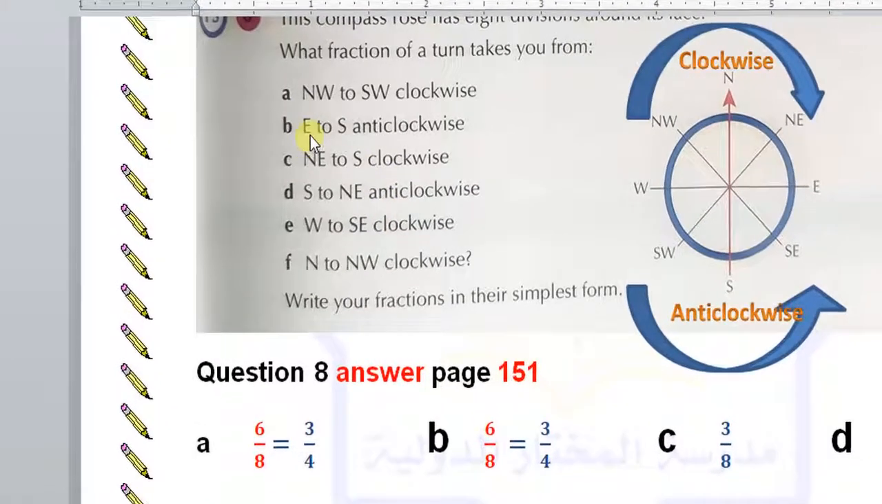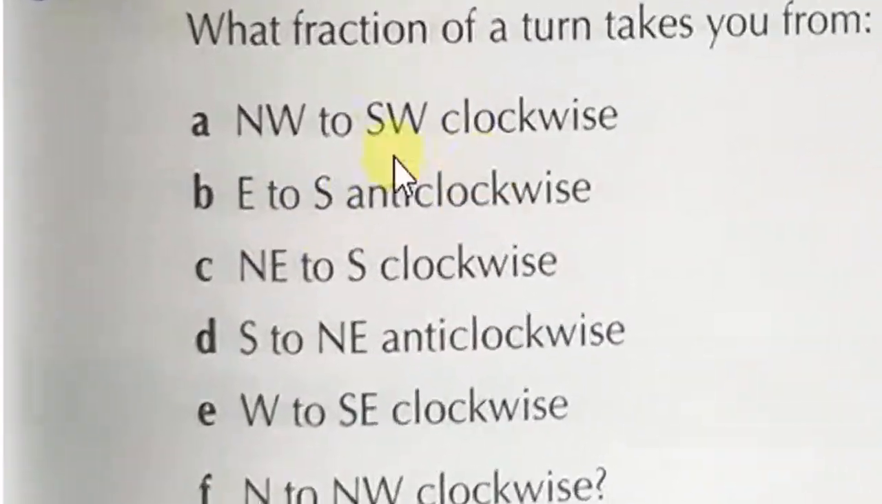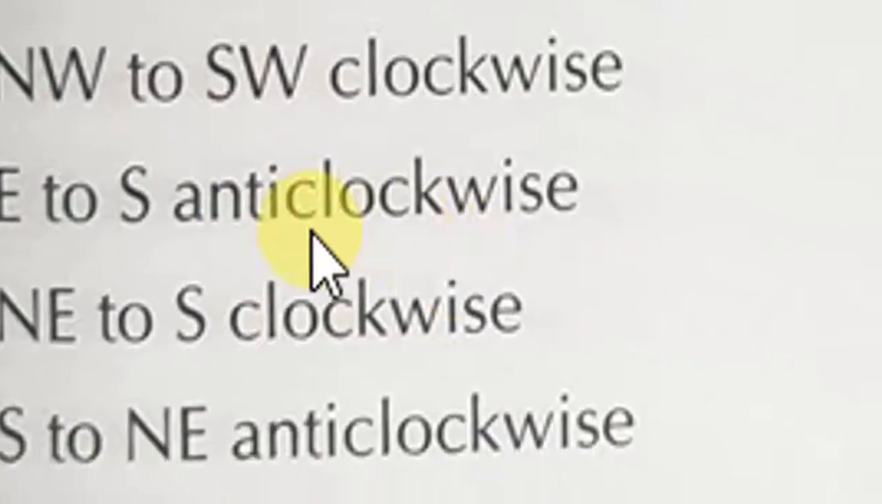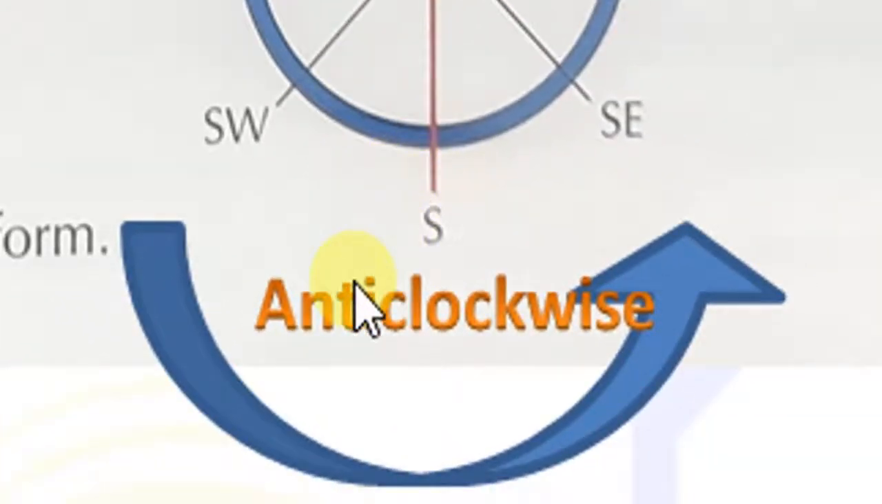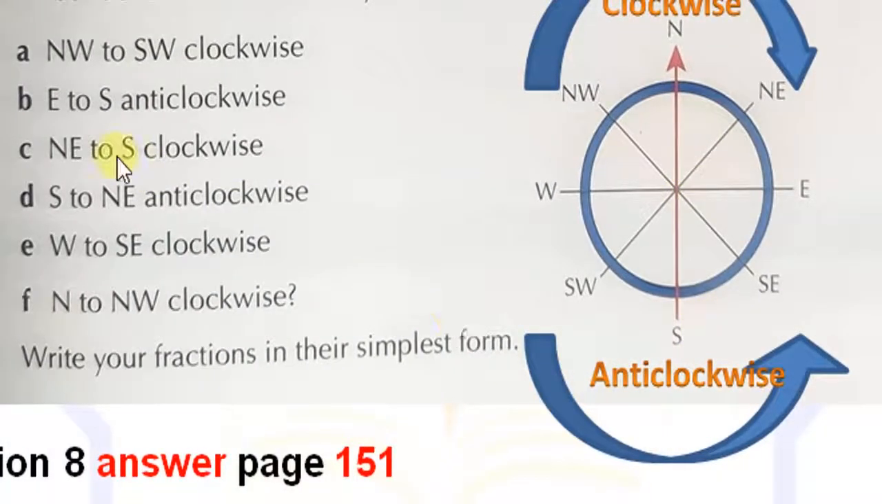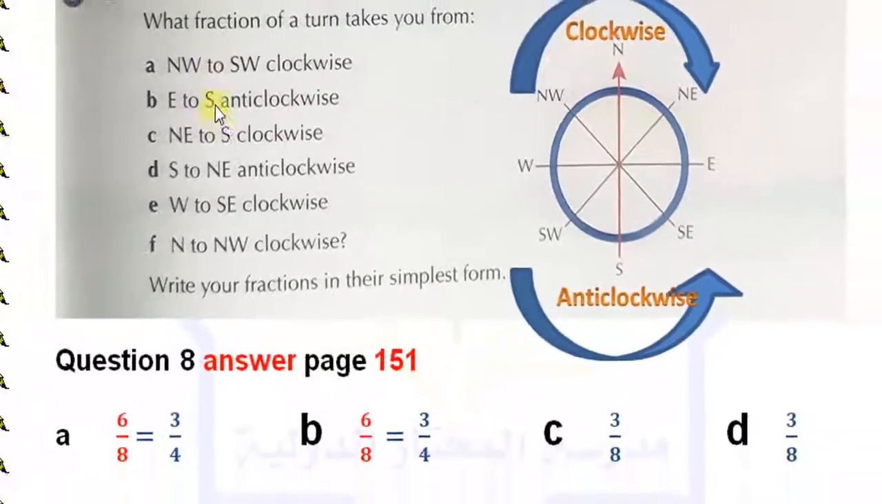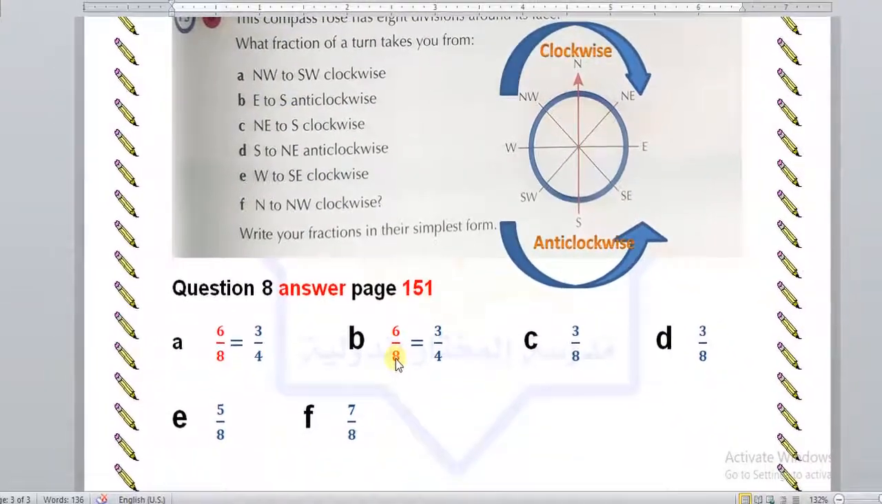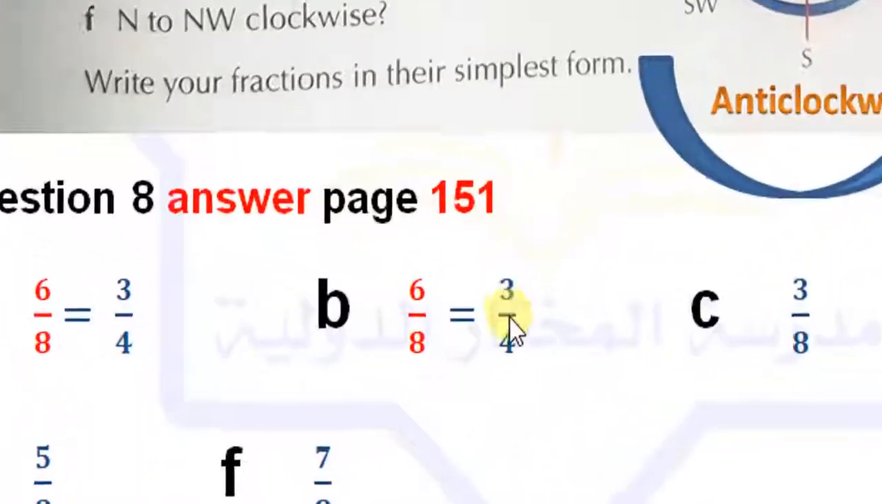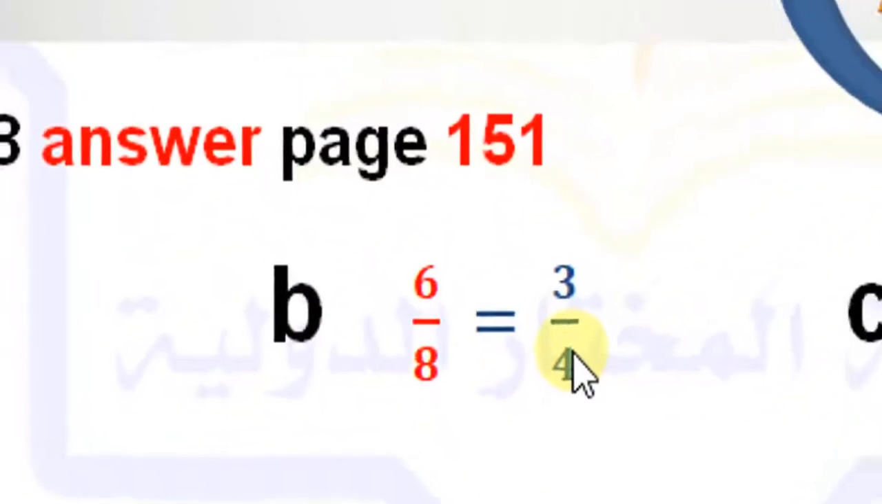Now for B, we have to start counting the opposite way, which is anti-clockwise. So we start counting from right to left, and we have E as a starting point here of the division. So we start counting from E. So E, 1, 2, 3, 4, 5, 6. I stop at S as it was asked here. So we have also 6 over 8. Simplify it to be 3 over 4, but this is the simplest form.